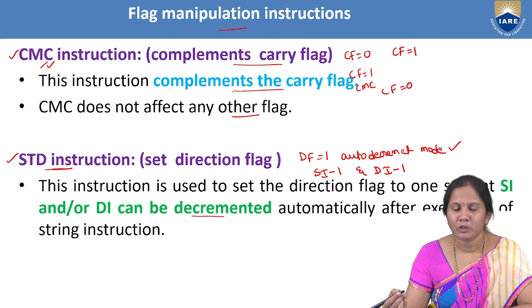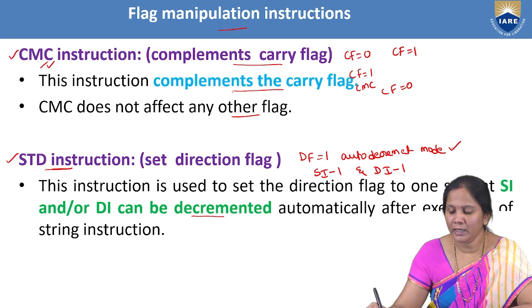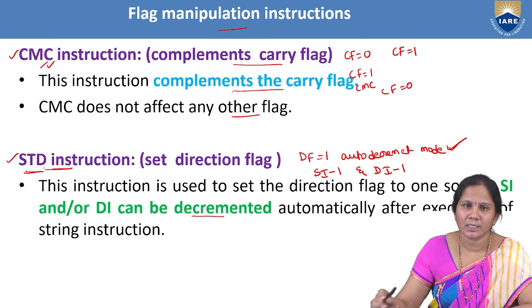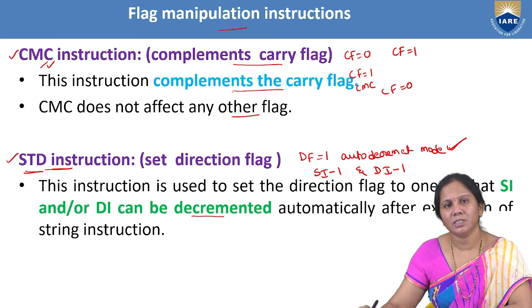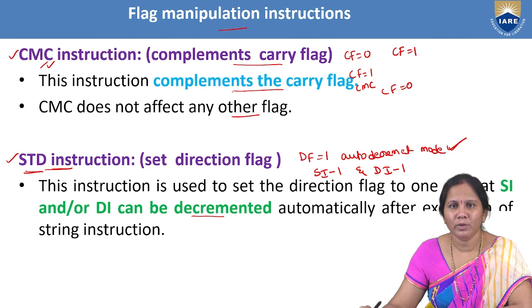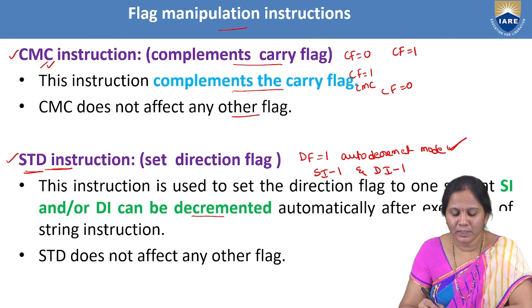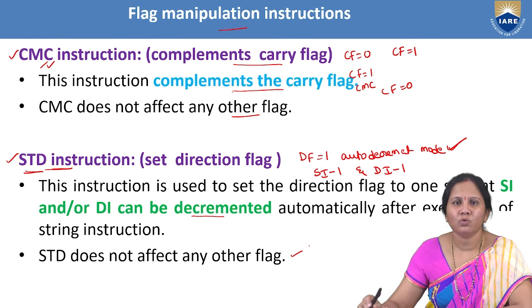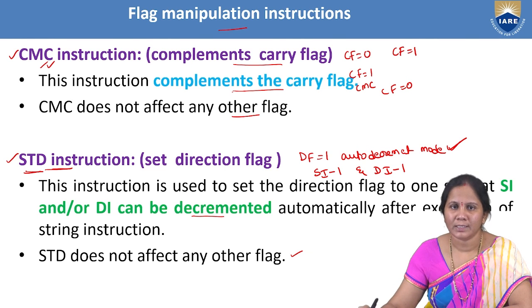or decrement DI. So instead of writing decrement SI, decrement DI, again decrement SI, decrement DI, instead of using the same instruction a number of times, we can automatically decrement the contents of SI and DI by using the instruction called STD. That is why the STD instruction and CLD instruction are used during string operations. When this STD instruction is executed, it is not going to show any effect on the other flags.